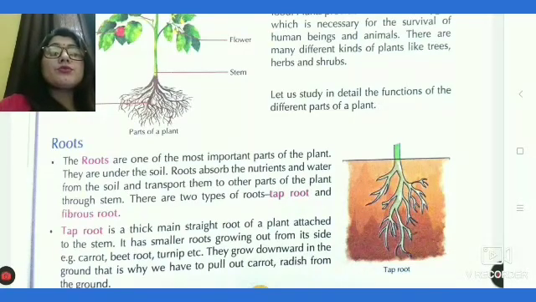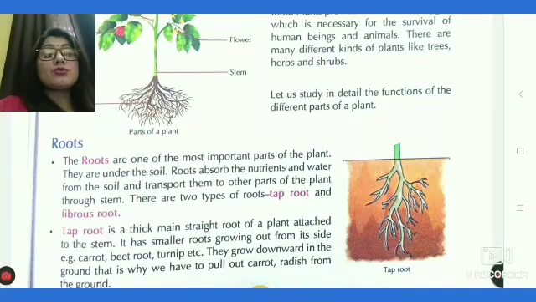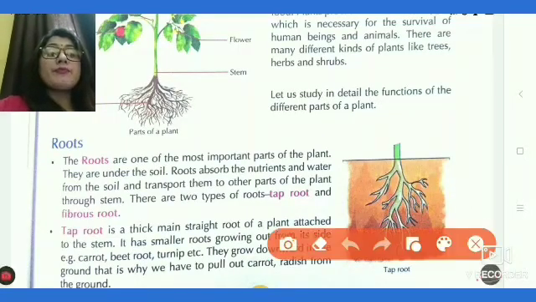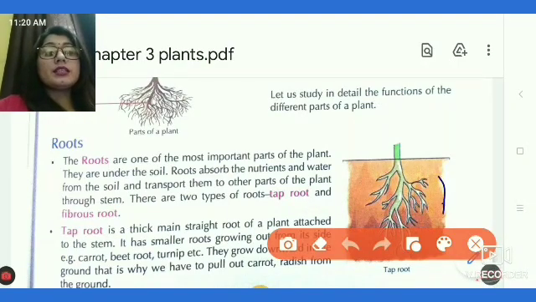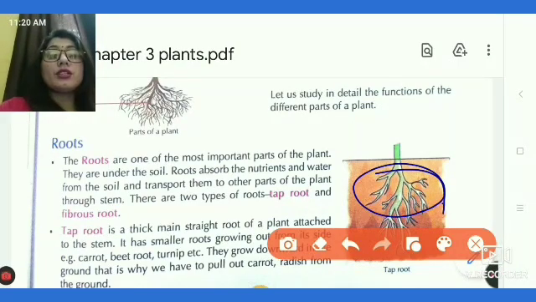Roots absorb the nutrients and water from the soil and transport them to other parts of the plant through the stem. So roots absorb means chusna. They absorb nutrients and water from the soil. In the soil they will find minerals. Minerals are the nutrients for the plants. So they take nutrients and water from the soil, and they transport this to the stem. Roots will take all nutrients, and then they will send this to the stem.